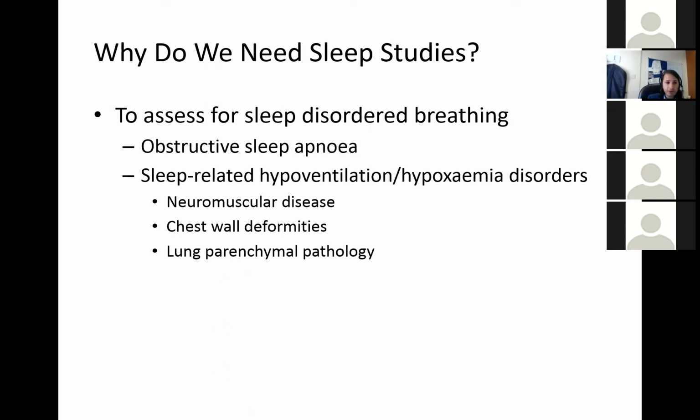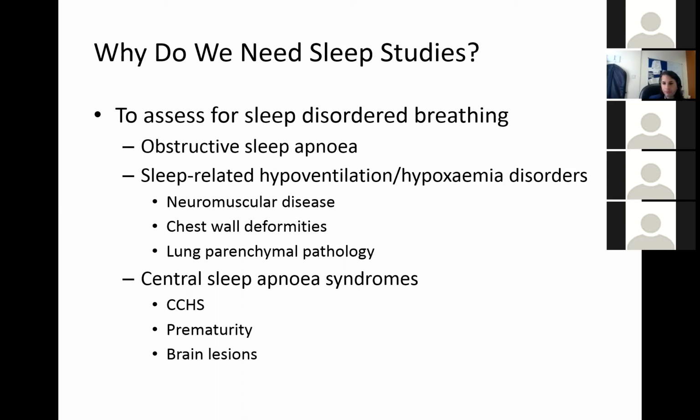Chest wall deformities, obviously lung parenchymal pathology, so interstitial lung disease. There's lots of studies that suggest issues in asthma and sleep. I don't have time to go into all of these today. It's just a brief overview, but in the further talks, we will talk about each individual condition, primarily neuromuscular diseases, obstructive sleep apnea, and also these are very interesting, central sleep apnea syndromes.